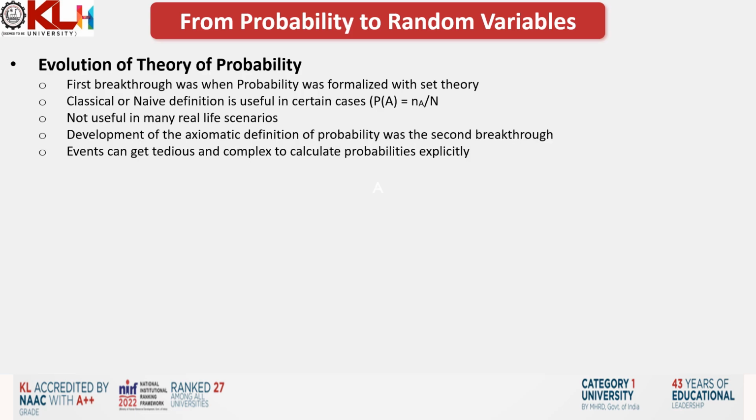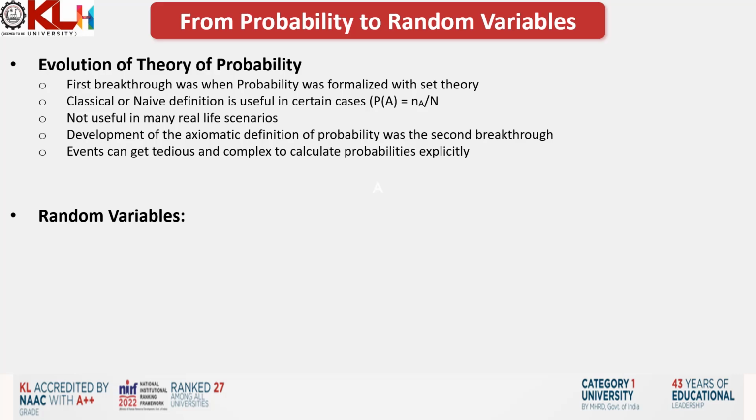Development of the axiomatic definition of probability was another breakthrough. However, there is still the issue when events are complex and we cannot calculate or count the number of outcomes in a sample space.